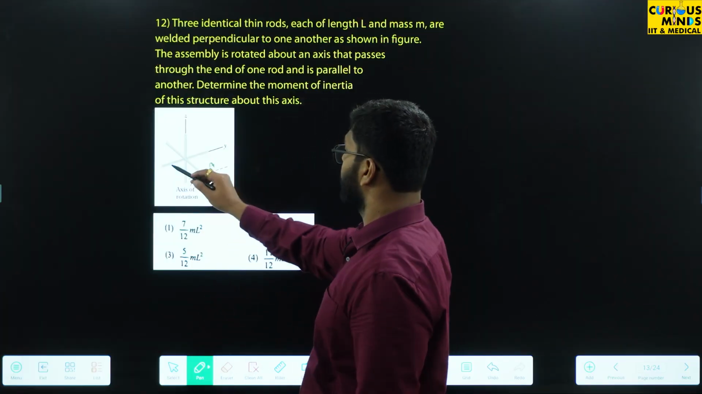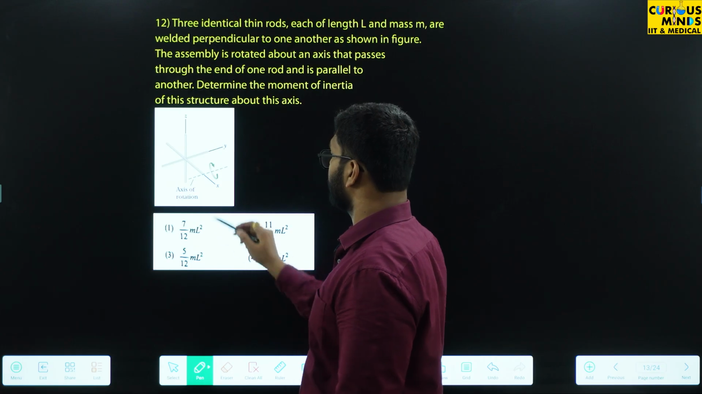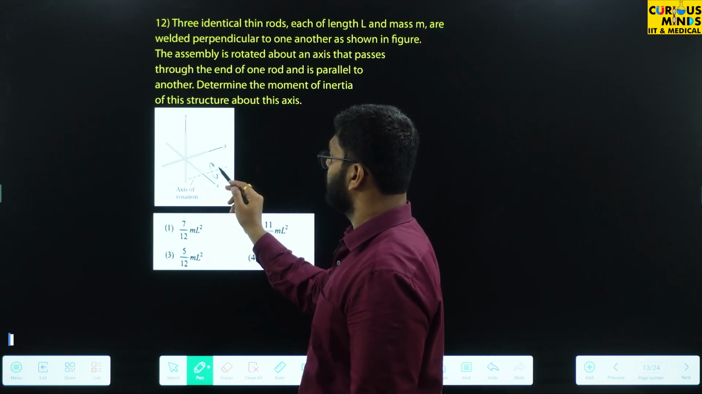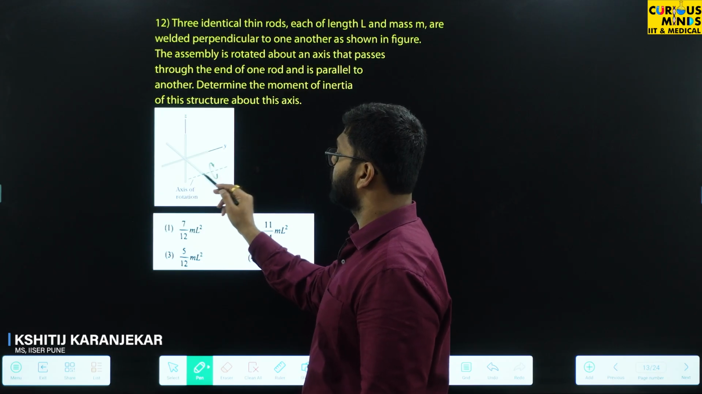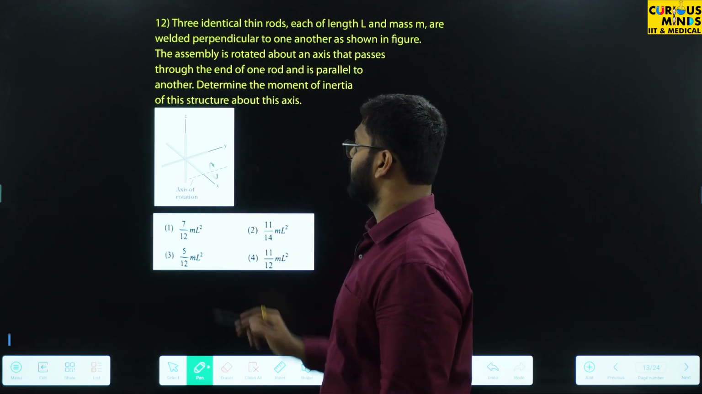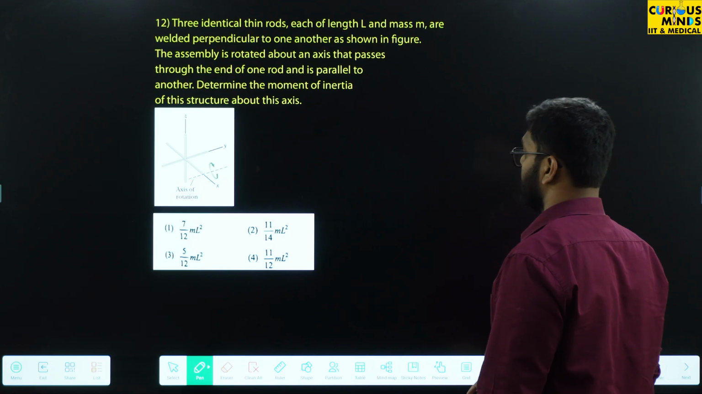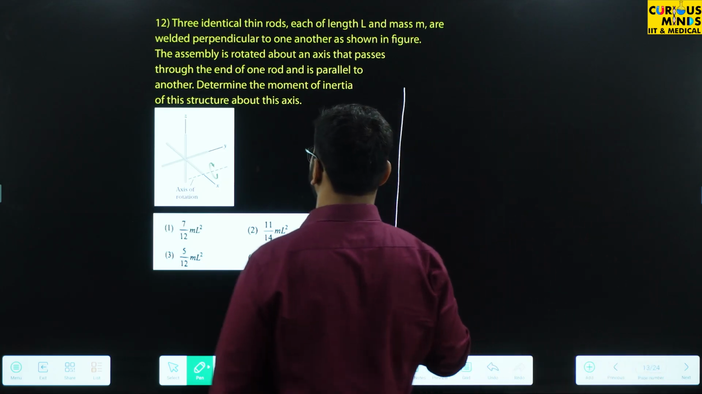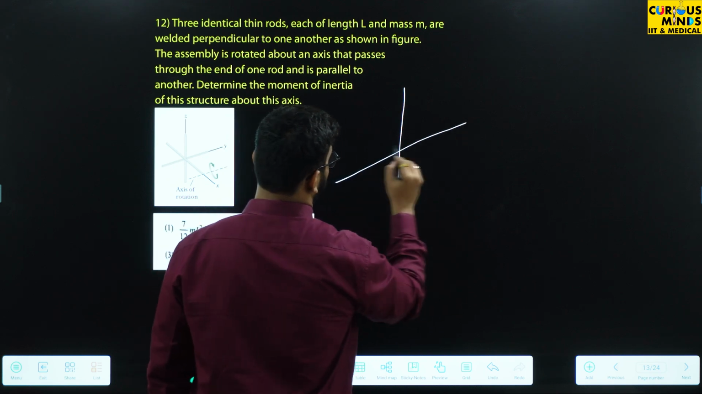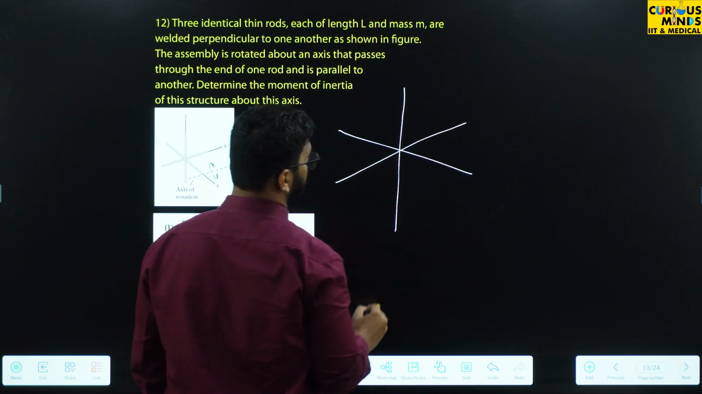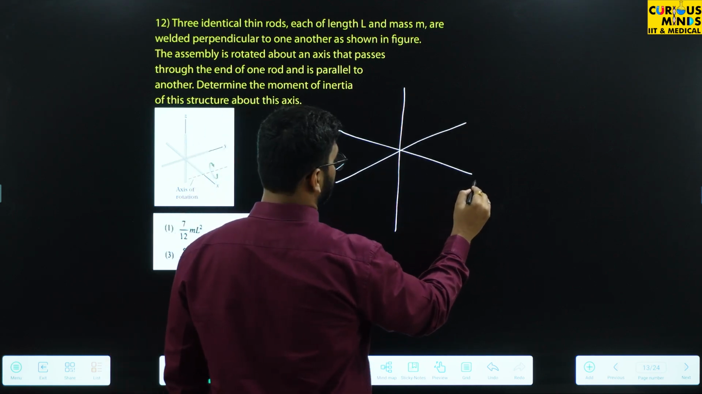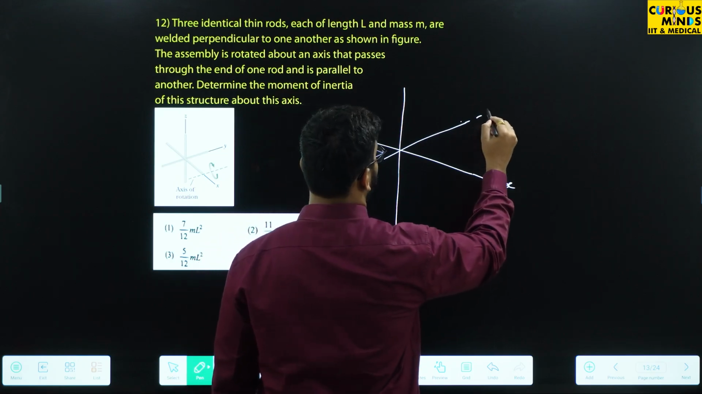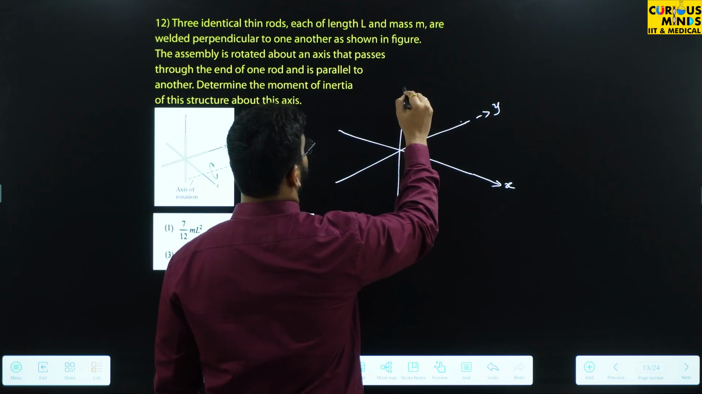We have these three axes, three rods, x, y, z, and we have to find out the moment of inertia about the axis passing through one of the ends of this rod. So how will you do that? Let's draw this diagram. This is like this, this is like this, and this is like this. So this is the x axis, this is the y axis, this is the z axis.